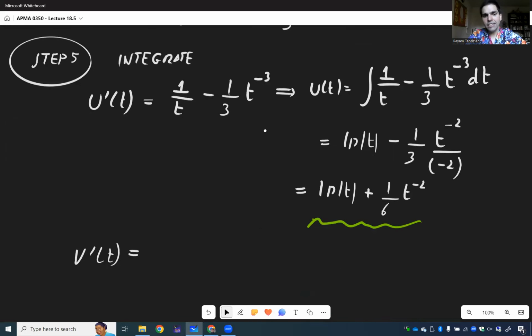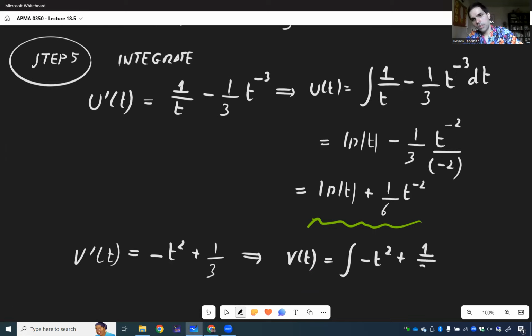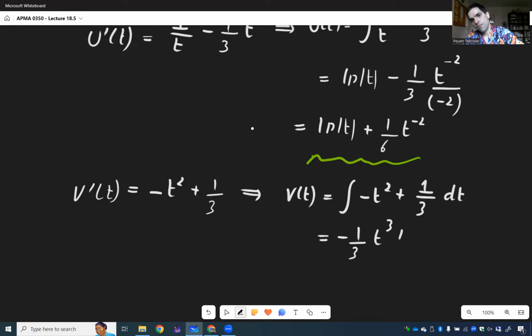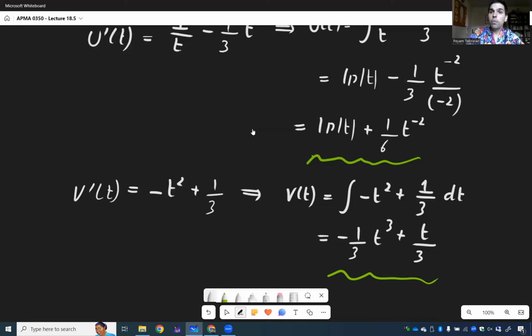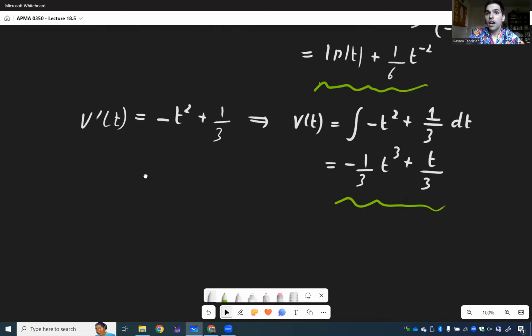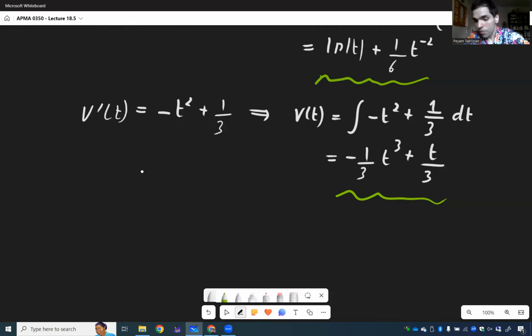So v prime was minus t squared plus 1/3, and so v of t is the integral of minus t squared plus 1/3 dt, which is minus 1/3 t cubed plus t over 3. And again, no plus c's because we just want one particular solution. Okay, and now that we found u and v, we can find our particular solution.